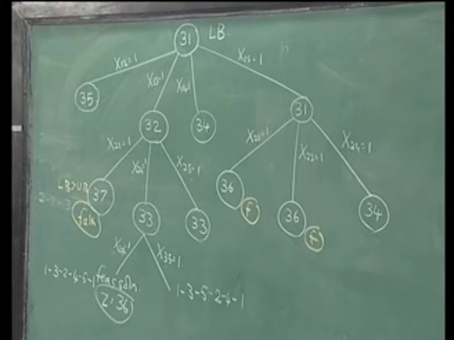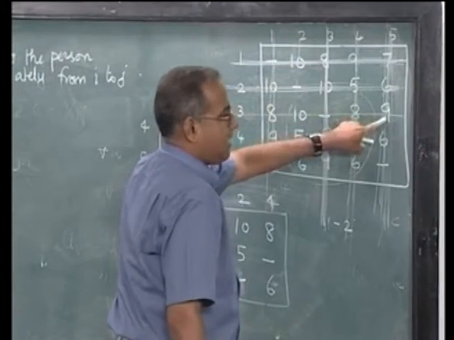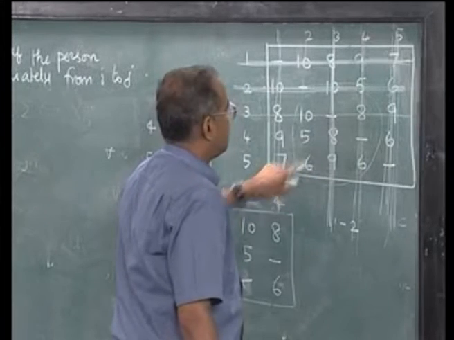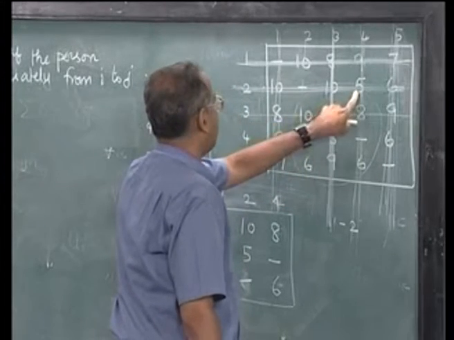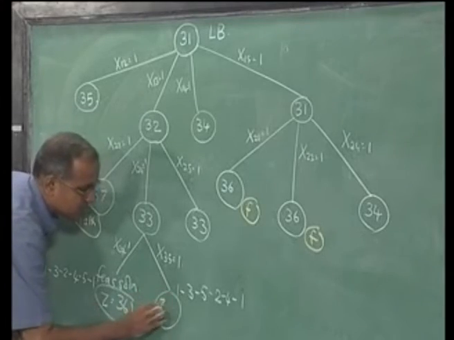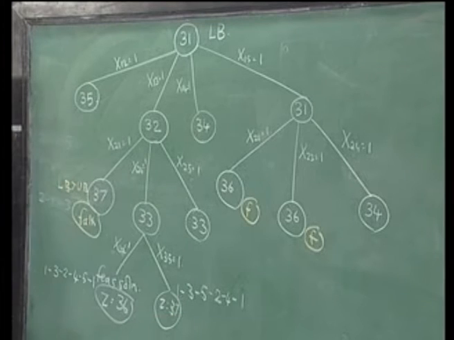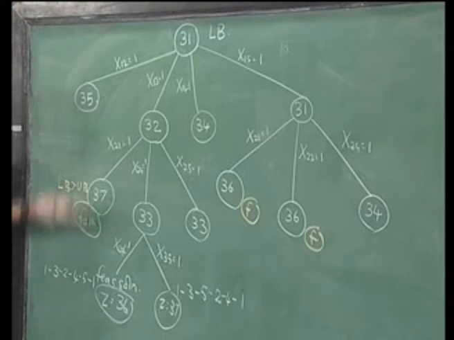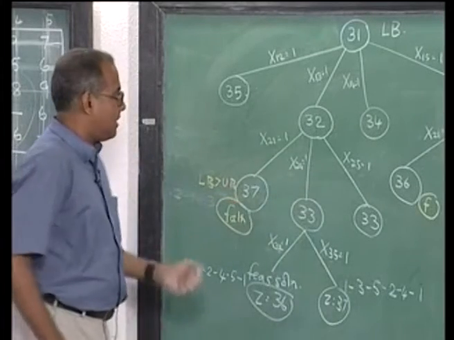Now, this gives me a value: 8, 3 to 5, 8 plus 9 is 17, 17 plus 6 is 23, 23 plus 5 is 28, 28 plus 9 is 37. So, this gives me z equal to 37, which is not helping me in any way, because this is more than 36 and therefore, I will not be able to get any gain out of this.